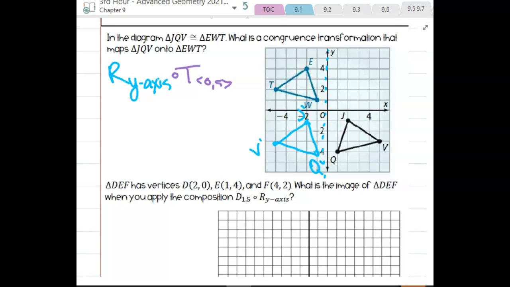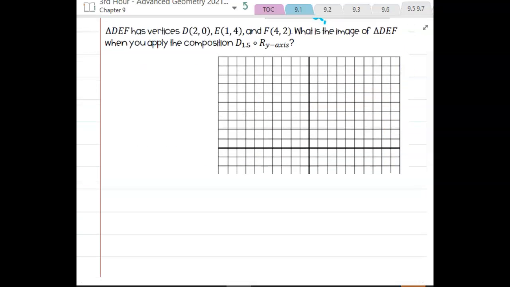What the composition of functions means, and you'll get to experience this a lot next year in Algebra 2, it just means you're going to reflect across the y-axis. That image, you're then going to translate 0, 5. That's what the composition of functions means. It means you're going to do this and then do that to this solution, okay? And one of the other things we're going to do today is we're going to actually do a composition of functions. So this says, and let's go ahead and sketch out this triangle.